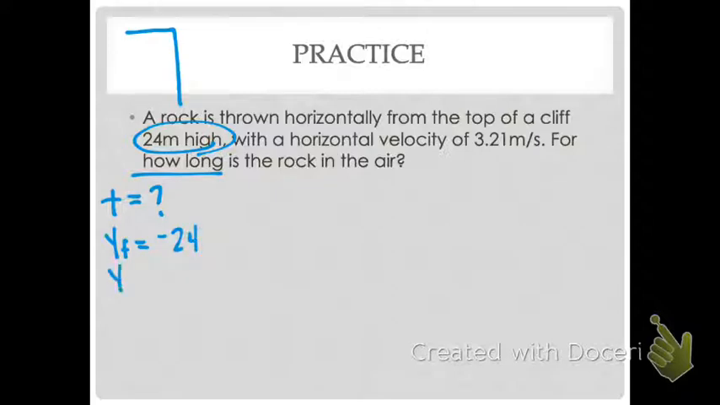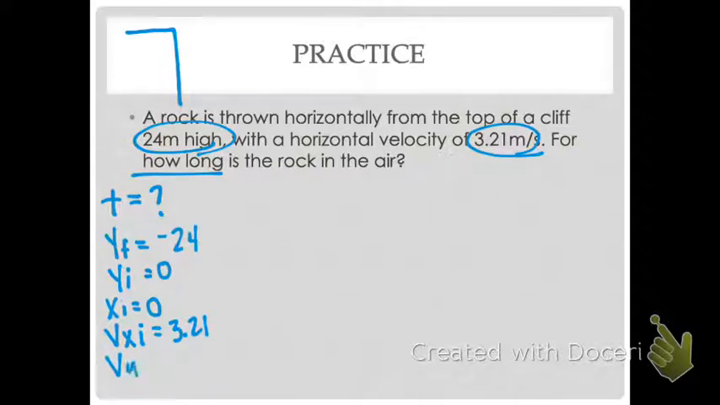Negative 24. What do I know about my initial positions? Zero. Both zero. What does my 3.21 tell us? VXI. Good. 3.21. It says it was thrown horizontally. So what does that mean my VYI is? Zero. Good. Okay, VYI is zero. So I need to solve for time. Do I have everything I need to help me solve for time?